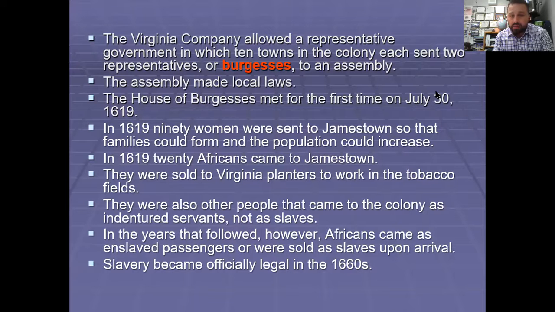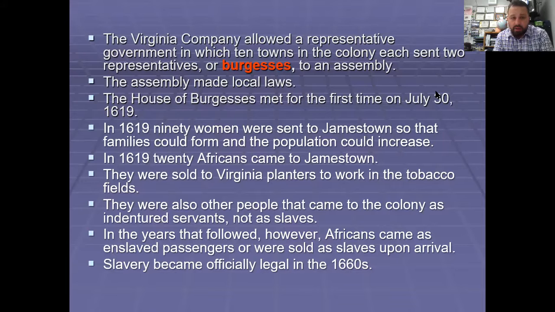The House of Burgesses meets for the very first time July 30th, 1619. And that is one of the first democratic meetings that we have with the British influence for our colonies. This is one of our first democratic meetings. And so this is democracy in action. And like I said, they made local laws. The House of Burgesses gets formed in 1619.